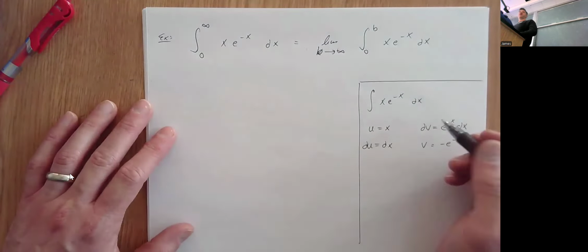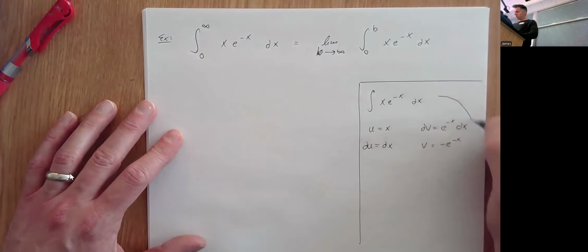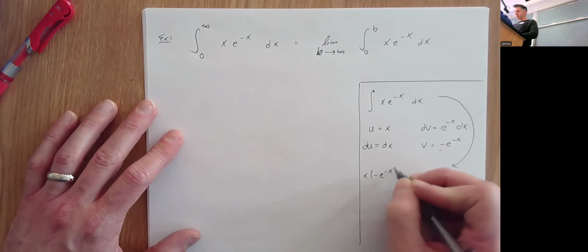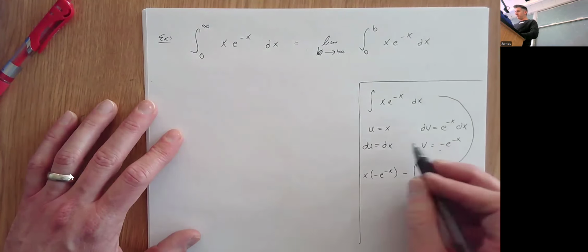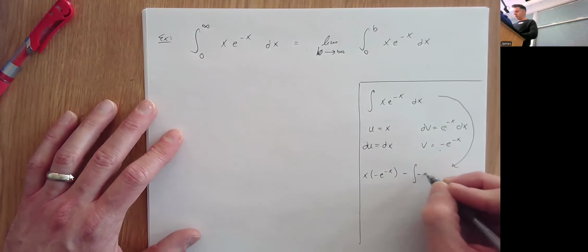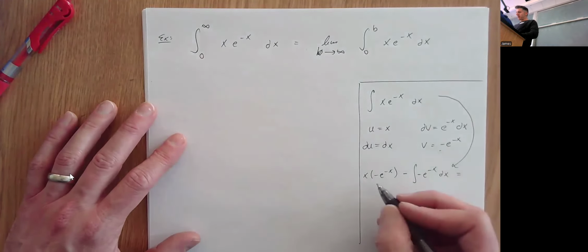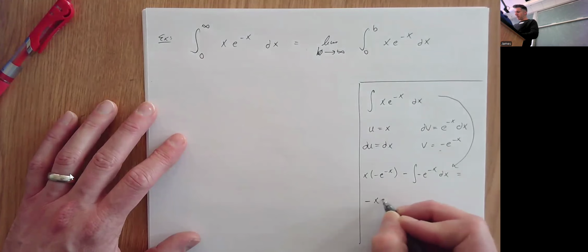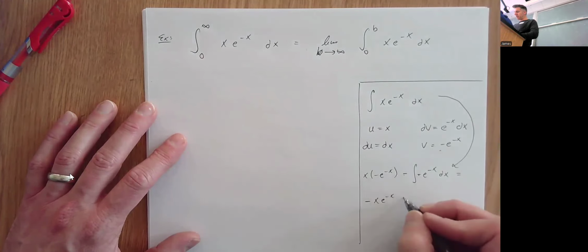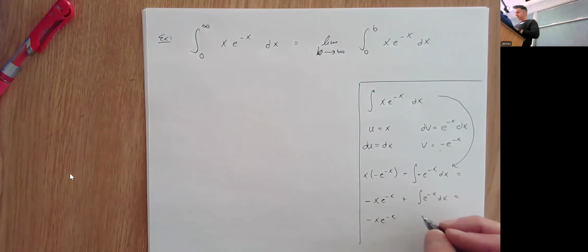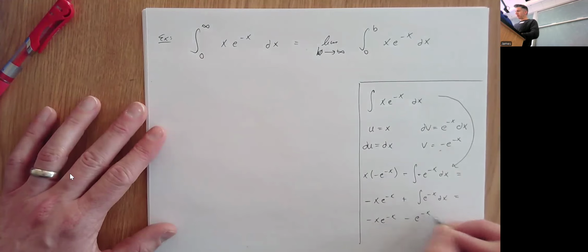Toss it all into the ultraviolet super voodoo. We get u times v, so x times negative e to the negative x, minus the integral of v times du, so negative e to the negative x dx. Let's do a tiny bit of rewriting here. That's going to be negative x e to the negative x plus the integral of e to the negative x, which is going to be negative x e to the negative x minus e to the negative x.